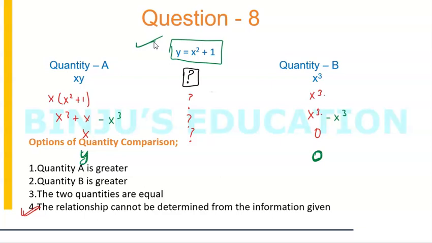Now in this case, if your quantity A is y and your quantity B is 0, given the fact that the question stem stays as it is, that is y is equal to x square plus 1, what will be your answer in this case? Let me know your answer in the comment box. It will be 1, 2, 3 or 4. It will be A, B, C or D.